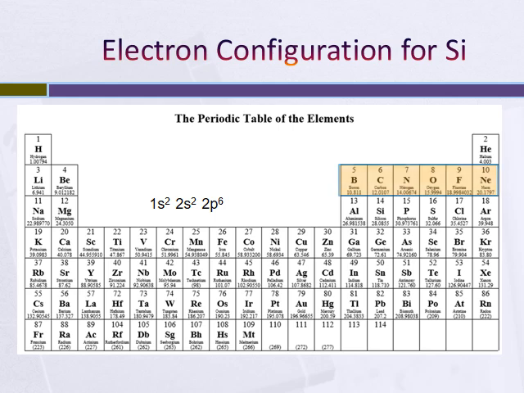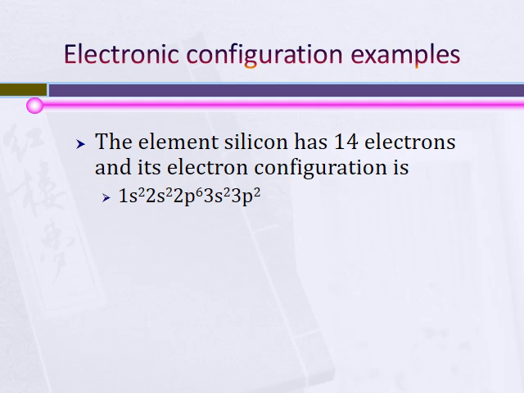After the 2p, the 3s, 2 more electrons there. After the 3s is the 3p, and we don't need to fill that orbital. We're just going to put 2 electrons in the 3p orbital. So our electron configuration: 1s2, 2s2, 2p6, 3s2, 3p2. Notice that all the electrons there add up to 14.